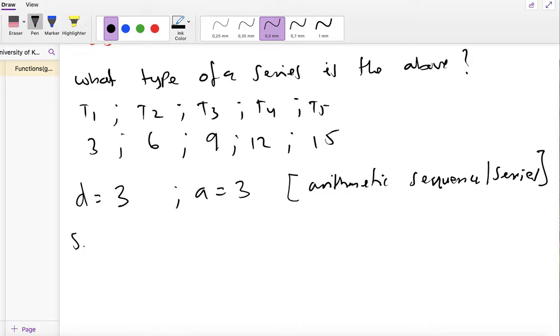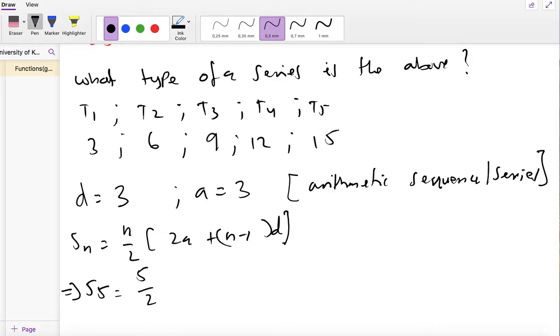We know that the sum to n, when we do not know the last term of the sequence or series, is given as n over 2 into 2a plus n minus 1 into d, where again a is the first term of the sequence, d is the difference between consecutive terms and has to be constant, and n is the number of terms. So in this case here we are dealing with 5 terms, so we're dealing with S5. n is 5 over 2, a is 3, plus 5 minus 1 into d, which we know is 3.